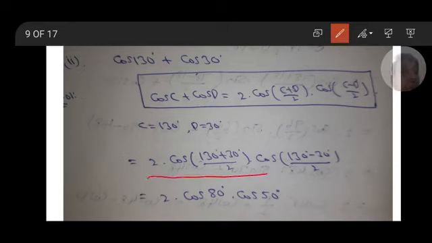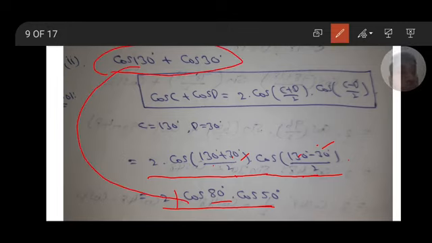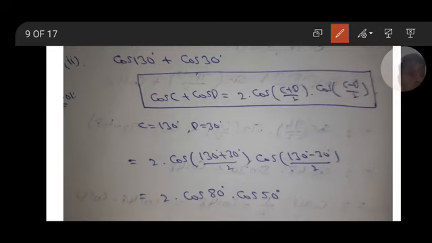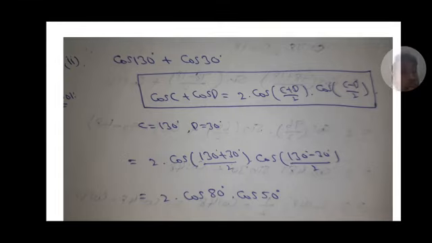Therefore 2 into cos of (130 plus 30) by 2 into cos of (130 minus 30) by 2. 130 plus 30 means 160, 160 by 2 means 80, so cos 80. 130 minus 30 means 100, 100 by 2 means 50. So it is 2 into cos 80 degrees into cos 50 degrees. A sum of trigonometric functions is converted into a product of trigonometric functions. We don't know the values for these, so it is left as it is.